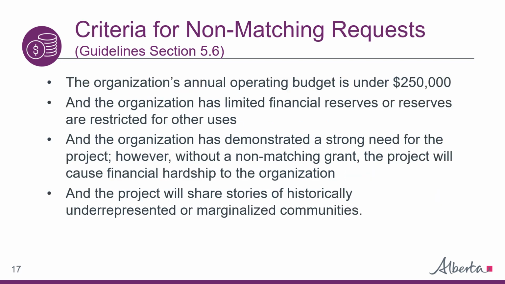As previously stated, organizations that demonstrate financial hardship can request up to $10,000 in non-matching funding. This means that the maximum you can request of non-matching funds is $10,000, but you can also request less. Criteria for a non-matching grant request includes that the organization's annual operating budget is under $250,000 and the organization has limited financial reserves or financial reserves are restricted for other uses, and the organization has demonstrated a strong need for the project. Without a non-matching grant, the project will cause financial hardship to the organization, and the project will share stories of historically underrepresented or marginalized communities.